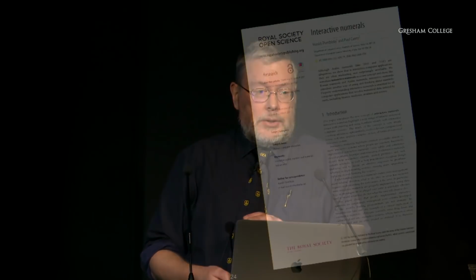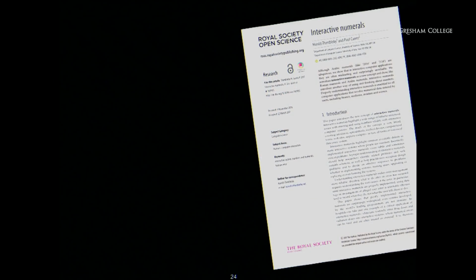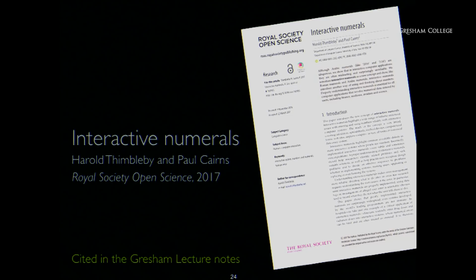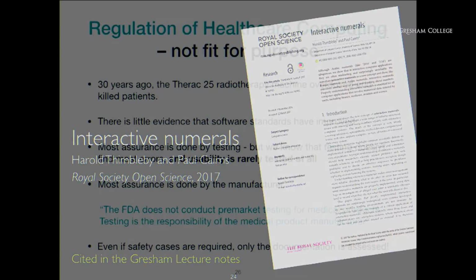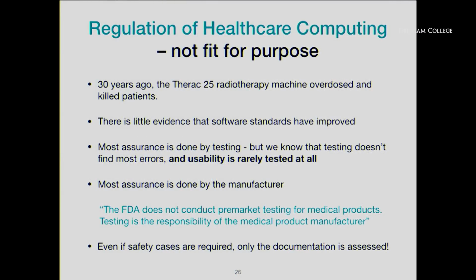As Martyn has said, we've got the notes for the lecture that gives you lots of details, and I'd like to draw your attention to one of the papers we cite, happens to be one I wrote with Paul Cairns, about interactive numerals, and this will convince you that these problems with number entry user interfaces are ubiquitous and they affect almost everything. And it would be something that would be relatively easy to fix. And I'm now going to hand back to Martyn.